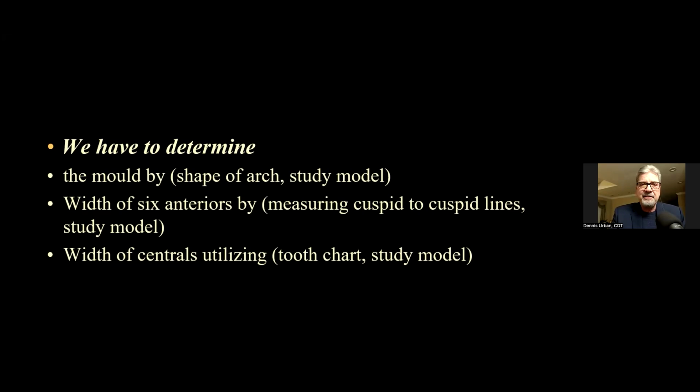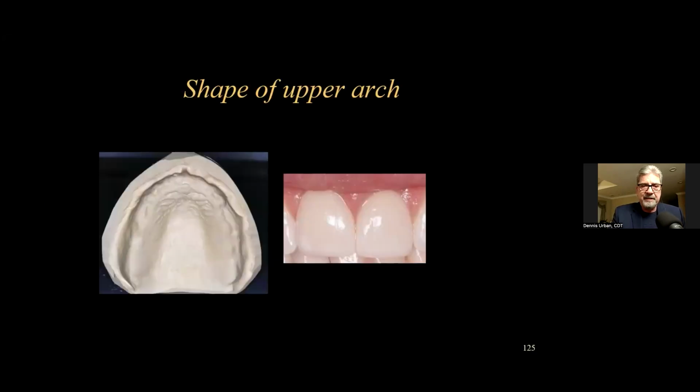But how do we select those denture teeth? Most of the time I'm selecting those anterior teeth, I look at the shape of the arch. And usually the shape of the arch is the shape of the central. As you can see here, there's a shape of the upper arch and there's a picture of the central. So you can see it looks like a central. So this is how I've been picking out my denture teeth all these years.